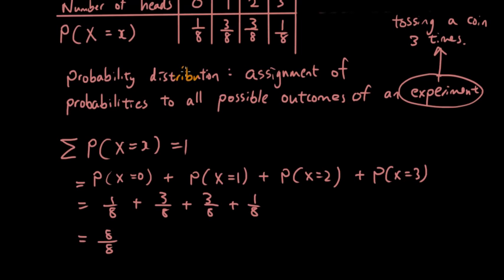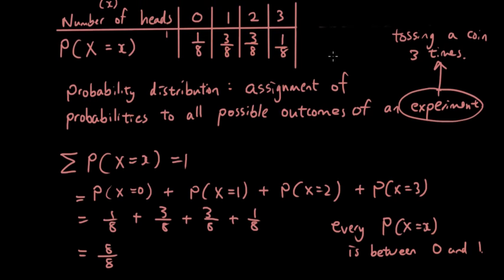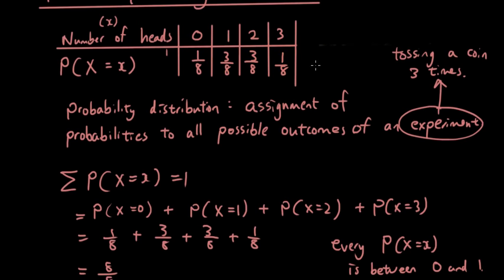Another rule that it also has to satisfy is that each of these probabilities is between 0 and 1. So you can see here every probability is between 0 and 1. Okay, so that's between 0 and 1, that's between 0 and 1. Basically these are the two rules that a discrete probability distribution has to satisfy.